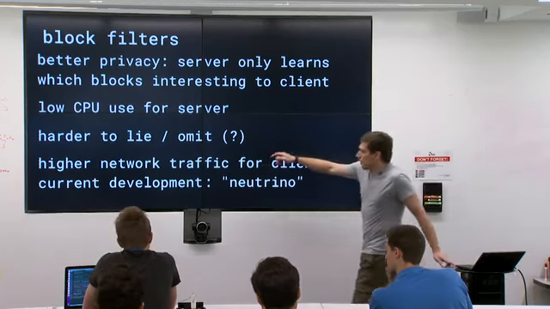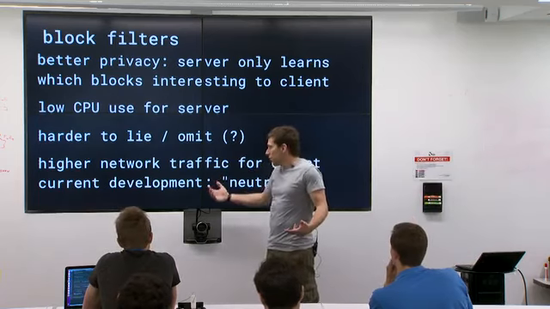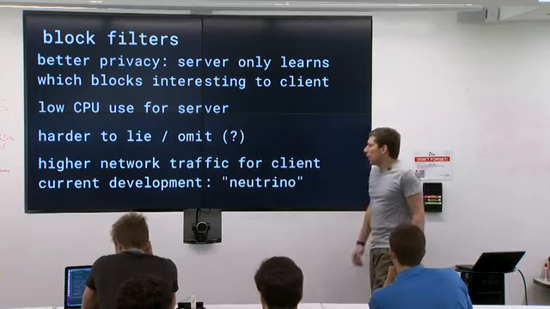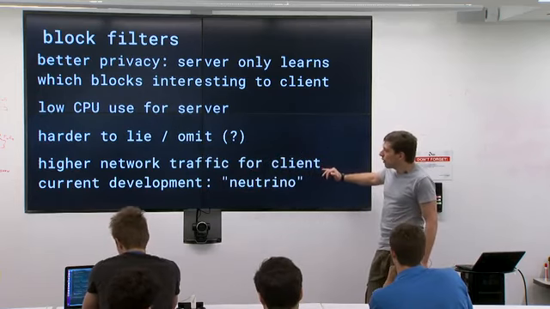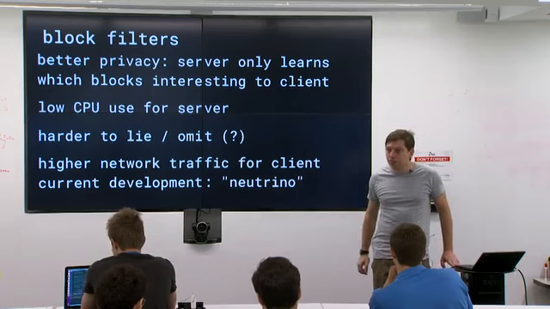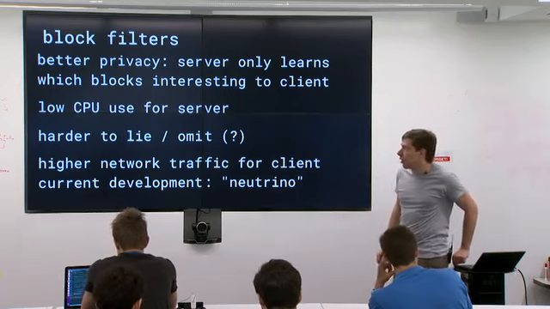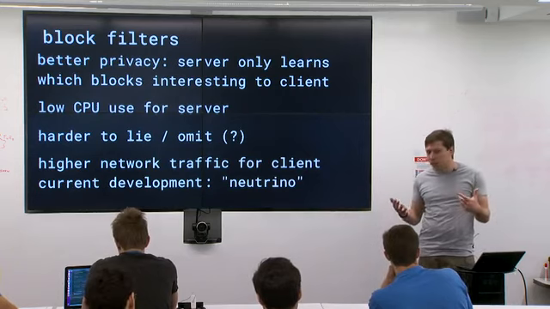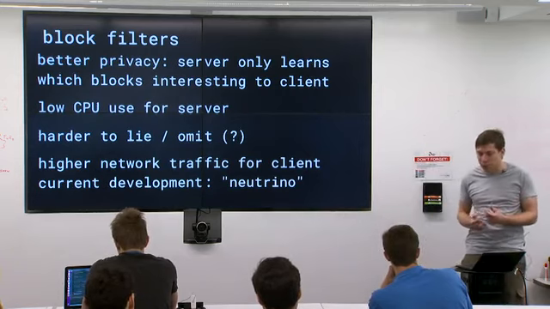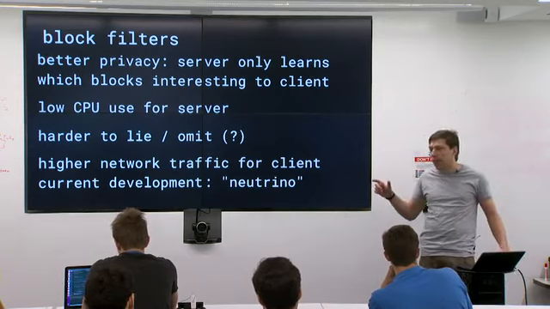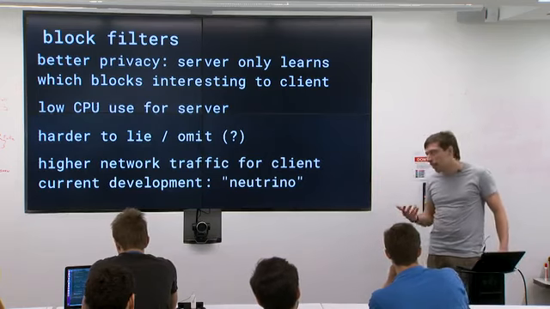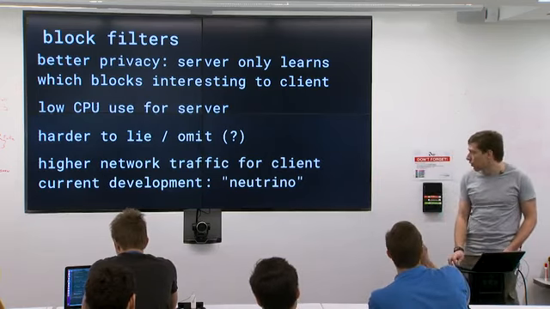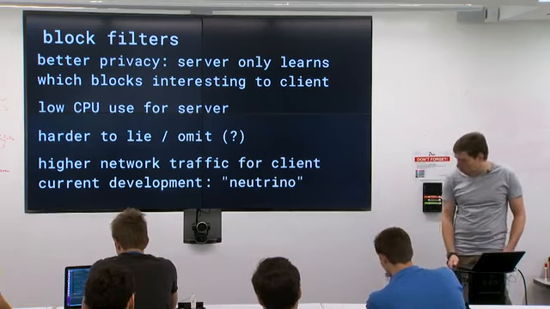So this also makes it on the block level, which is like what SPV really should be. So that's nice. Downsides, mainly that it's going to be higher network traffic for the client, right? So even at low false positive rates, the entire rest of the block is essentially a false positive, right? So they're like, hey, there's one transaction in this block I want to get. I have to download the whole block to get it. So yeah, more network traffic for the client, which is a downside, but helps with privacy.